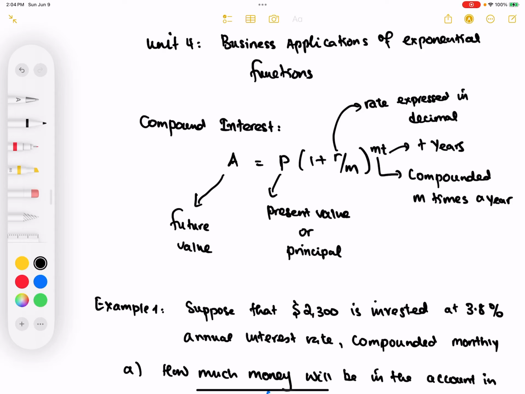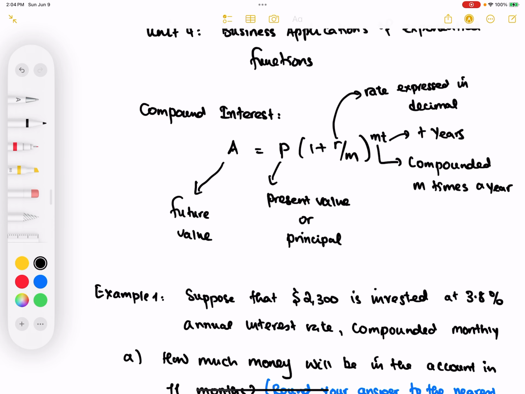All right, let's see business applications of exponential functions. One of the business applications of exponential functions is compound interest. That is, for example, if you invest money initially, what will be your money after some years? In order to find the money after some years, this is the formula that you use to calculate the profit of your investment after some years. So you have to understand each variable in order to use this formula in the given word problem.